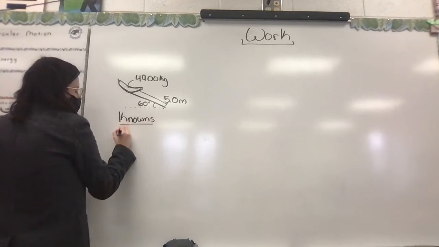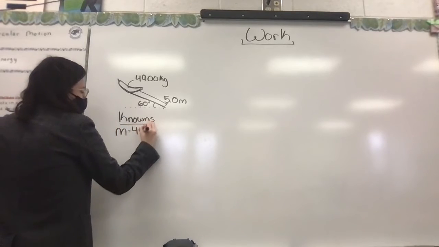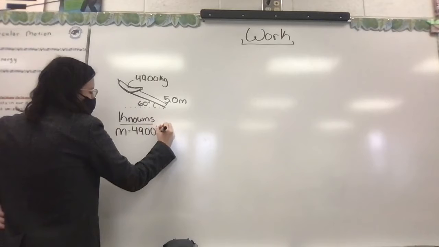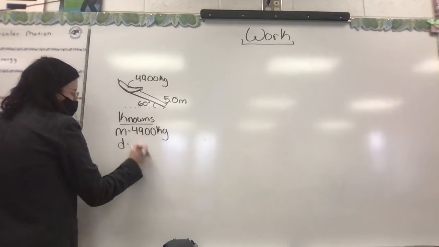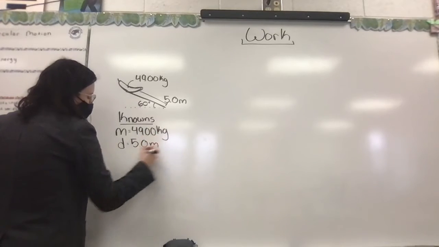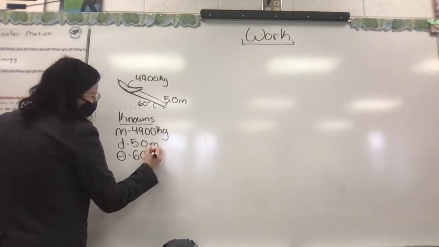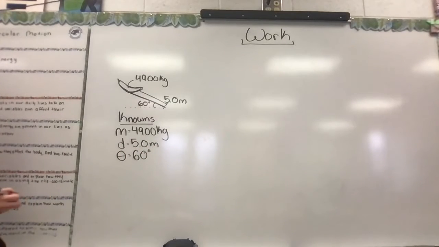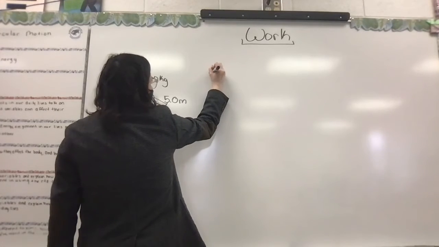Okay, so we have the mass. What's the mass? 4,900 what? Kilograms, okay. We have the distance. What's the distance? 5 meters, okay. We have theta. What's theta? 60 degrees. Okay, and we have one other thing that's going to be important. What do you think? Let's look at this. What forces do we have acting on this ramp?